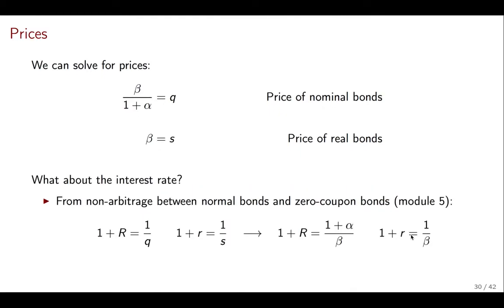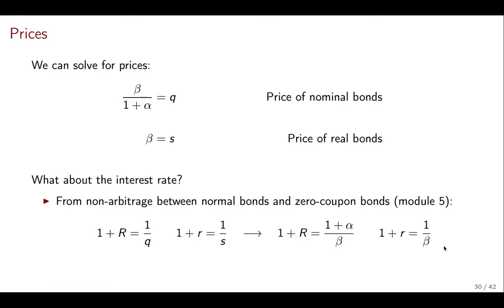What can we say about quantities? Oh, sorry, I forgot. But before that, we can also relate these two prices to interest rates. Remember from Module 5 that you can relate the price of zero coupon bonds to the nominal interest rate or the real interest rate, depending on whether they are nominal or real bonds. And so this gives you also an expression for the nominal interest rate being equal to 1 plus alpha over beta, and the real interest rate being equal to 1 over beta.